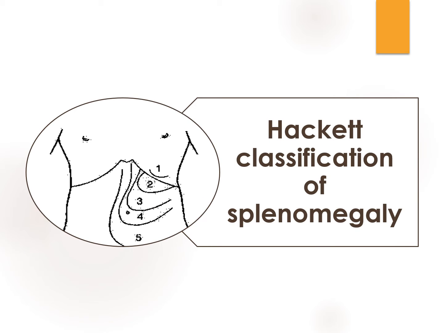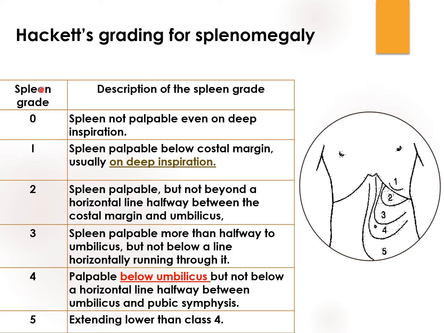Another is the Hackett classification for splenomegaly to grade the severity. There are grades from 0 to 5. When the spleen is not palpable even on deep inspiration, we label it as grade 0. Grade 1 means the spleen is palpable below the costal margin, usually on deep inspiration. Here in this image you can see it is grade 1 and palpable with deep inspiration.